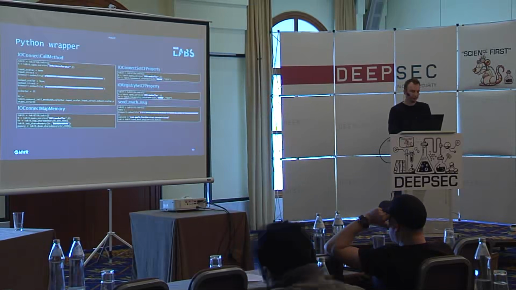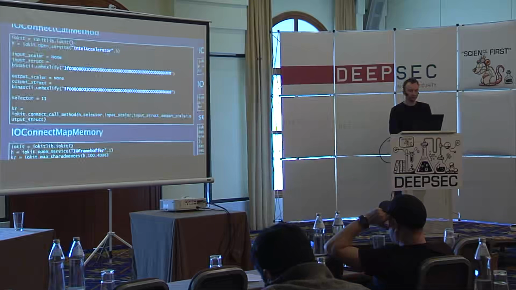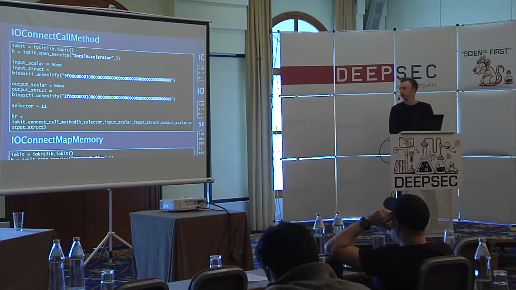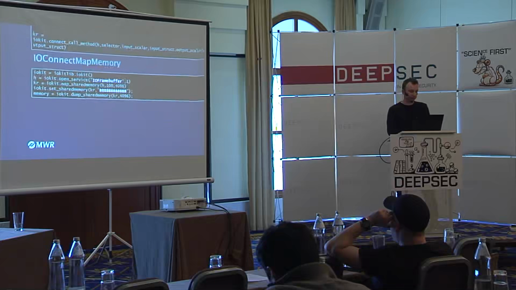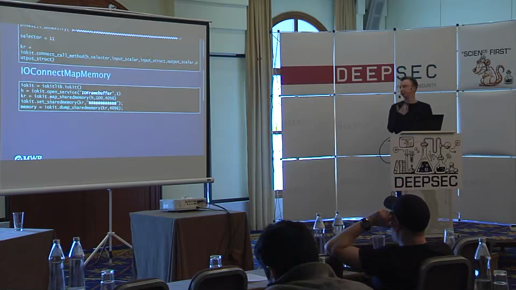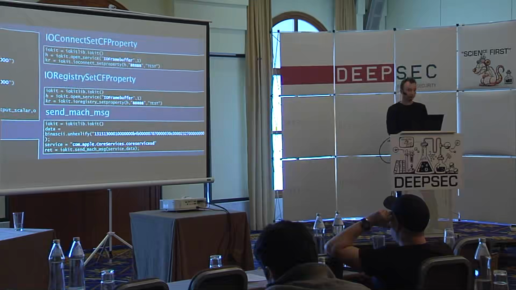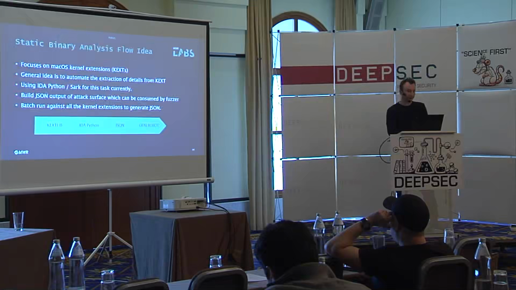So that was the Cython implementation, and then the Python side of that, what would be maybe 50 lines of code, is now 10 lines of Python. So that's pretty cool. I can just do things like opening a connection to the Intel accelerated driver, sending some data using the IO connect call method, mapping memory between user space and kernel space, mutating the shared memory which is mapped between user space and kernel space, and setting properties in the registry. Just a simple utility library.